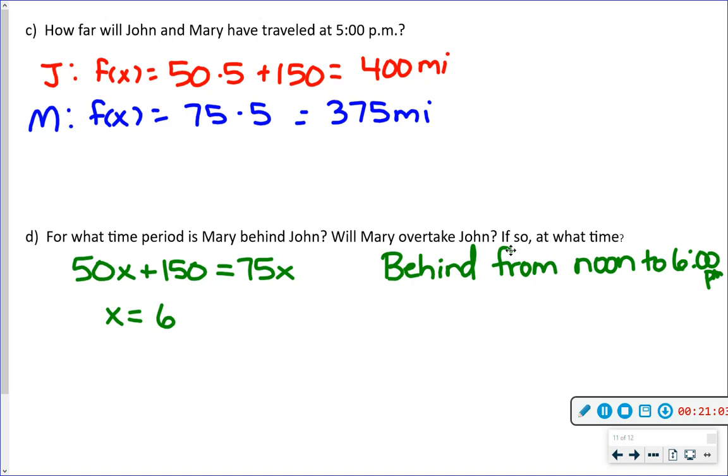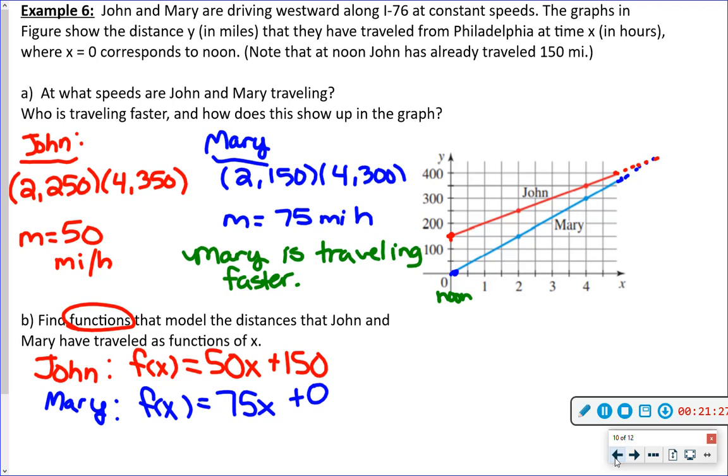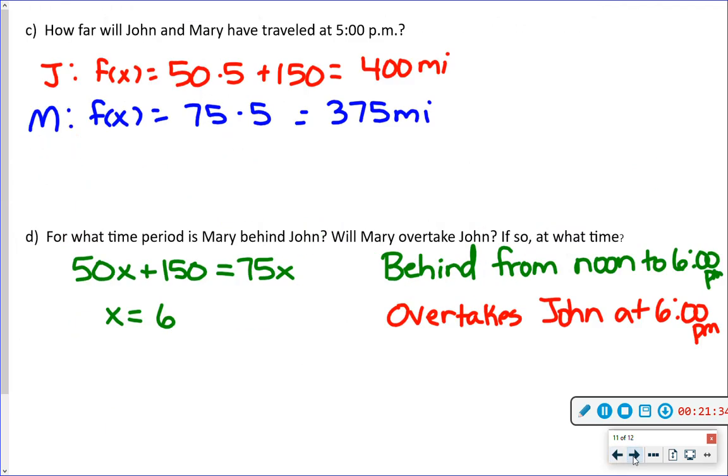And then, of course, we already figured it out. At what time does Mary overtake him? At 6. Yeah, I heard it. So I'm going to say she overtakes John at 6 p.m. I ran out of room, so I put the p.m. underneath there. So you have to kind of, like I did, just extend your graphs, and you can see Mary overtaking him. John's going to fall behind if you continue drawing those two lines out.